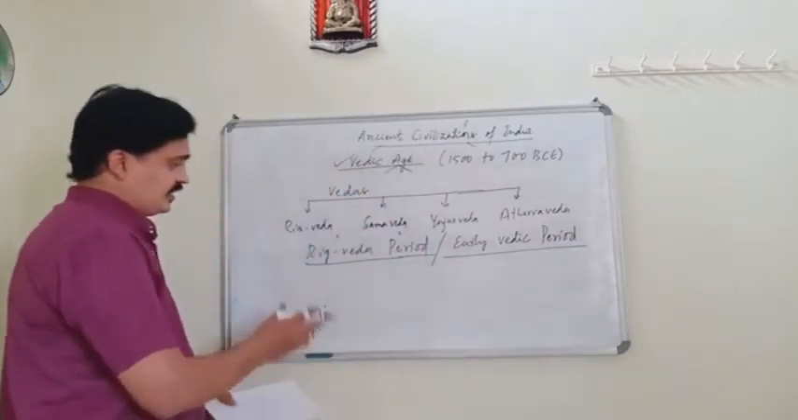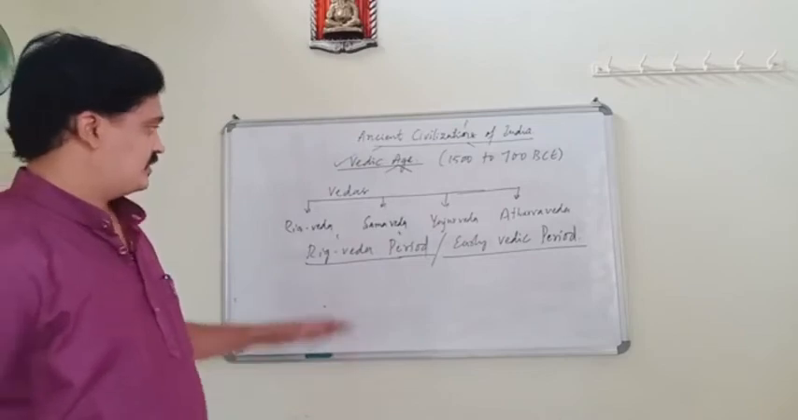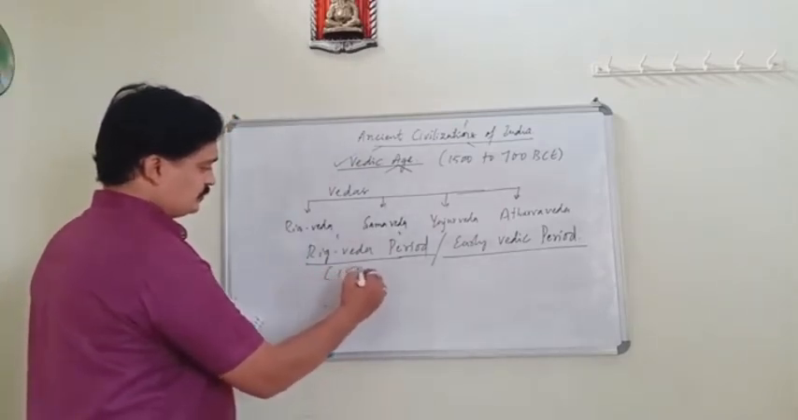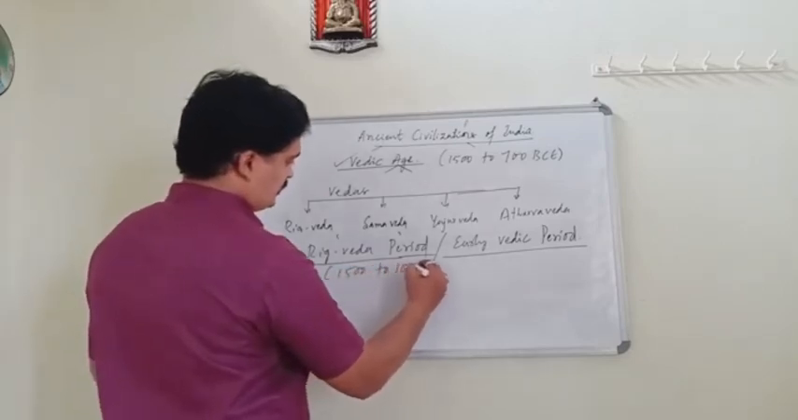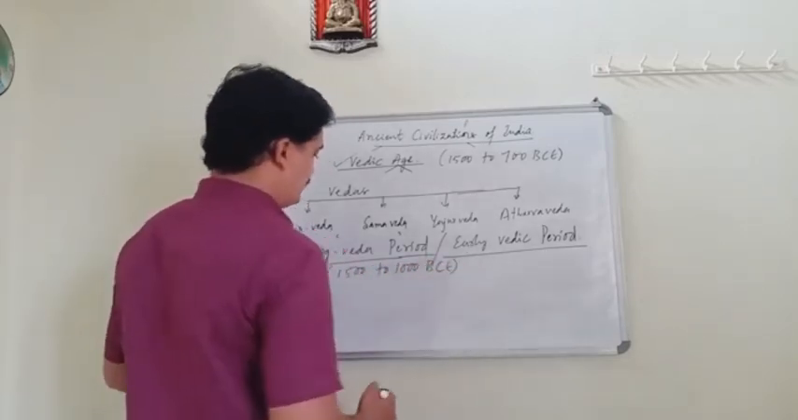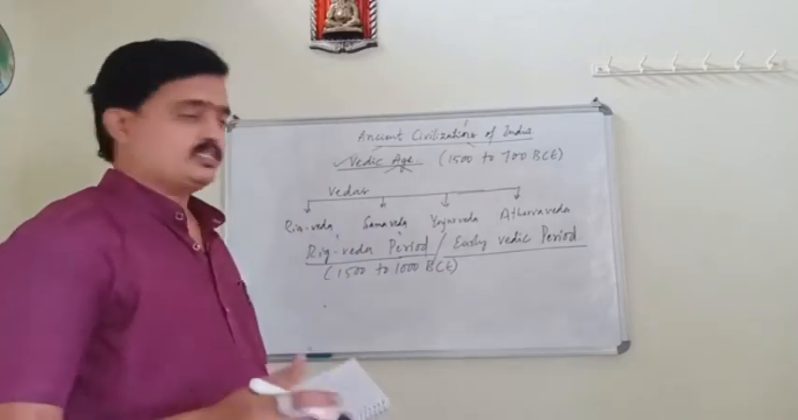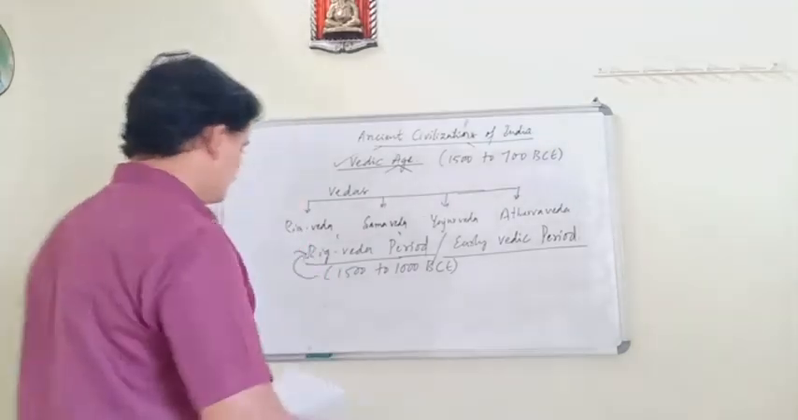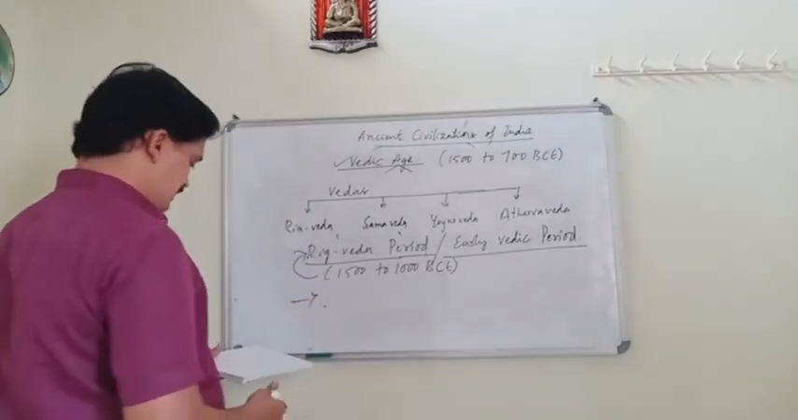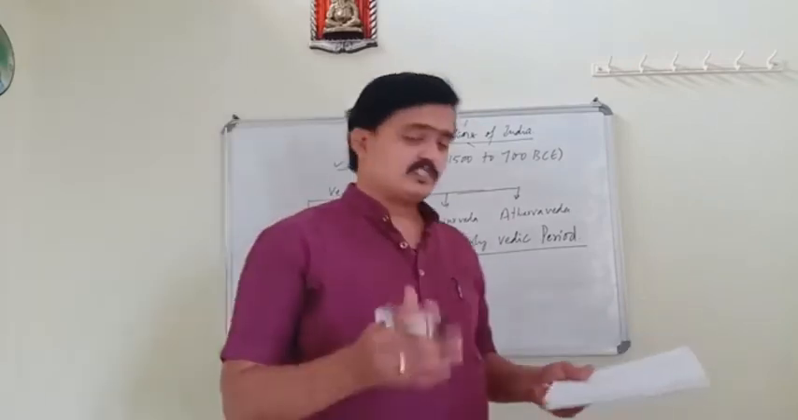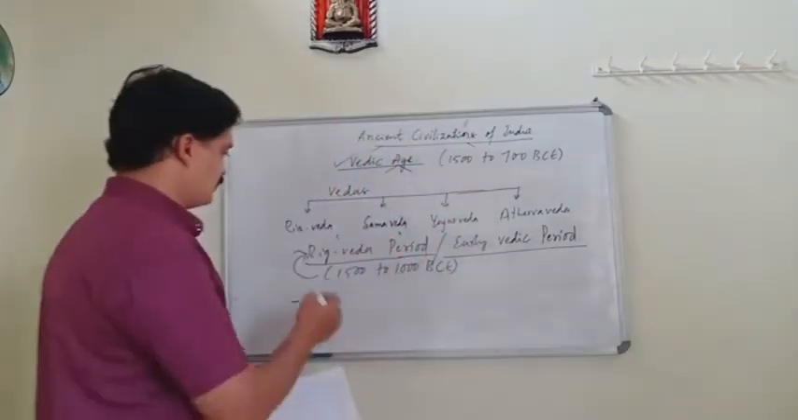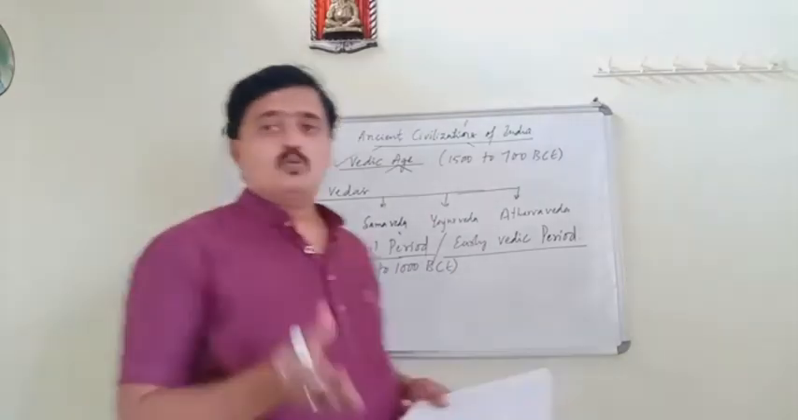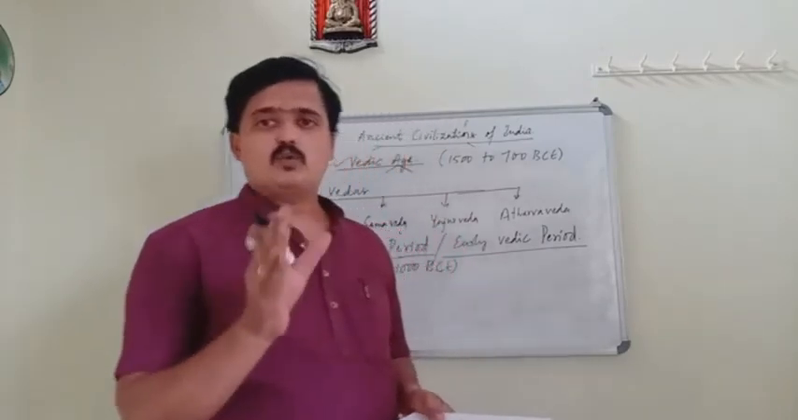See here. So in the Rigveda period here, the time of this Rigveda period I have already told, that is 1500 to 1000 BCE. The period between 1500 to 1000 BCE is called here Rigveda period or early Vedic period. See, this Rigveda is the oldest and the first among all the Vedas.